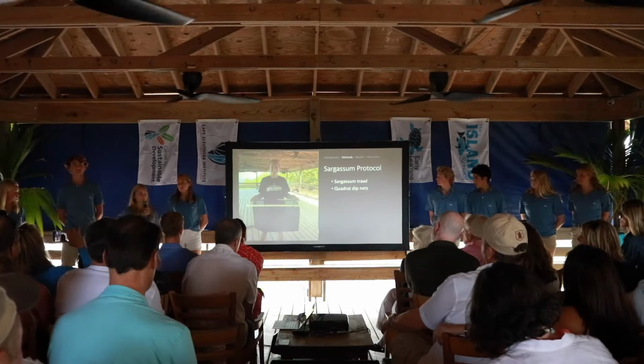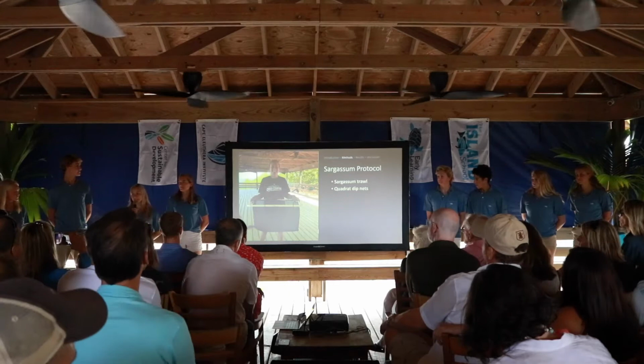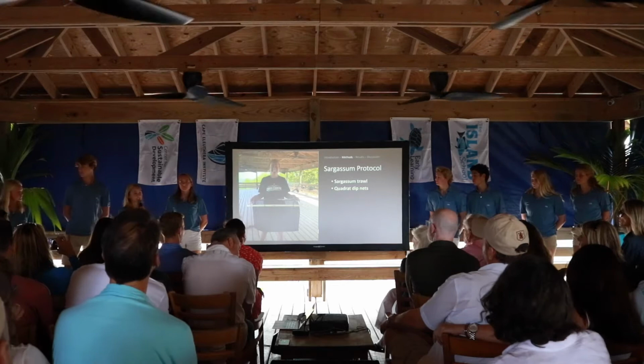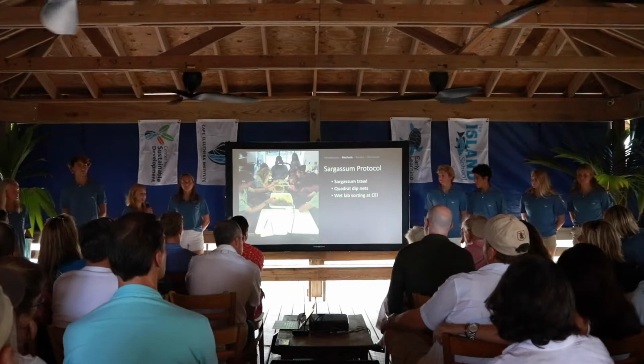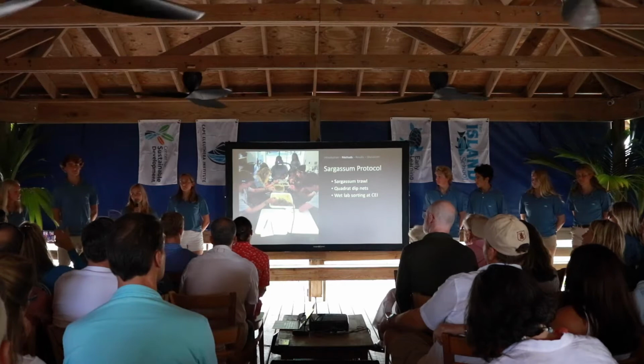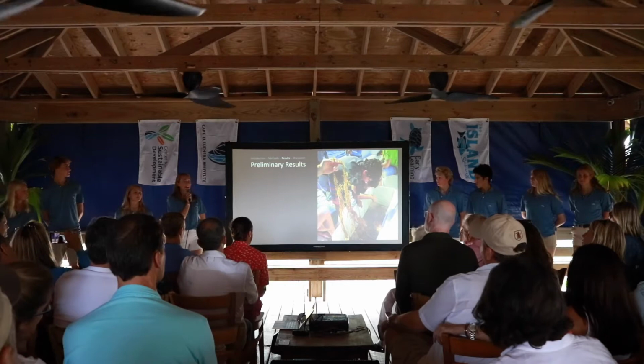After we're done collecting sargassum in both of these processes, we take the sargassum back to CEI, Cape Eleuthera Institute over there, and that's where we do our wet lab sorting process. For wet lab sorting, we sort through the sargassum and find as many organisms as we can, and the purpose for that is because we're eventually trying to build a catalog on all the different species that can be found in sargassum. We have preliminary results from sorting organisms out of two quadrat dip nets.